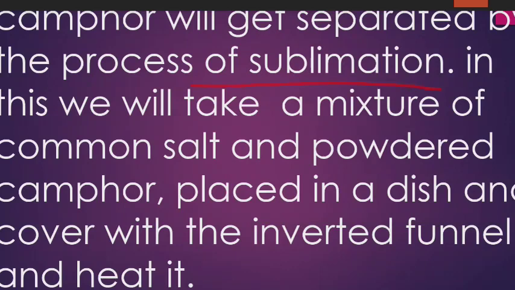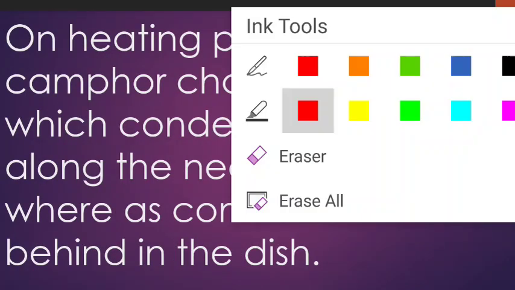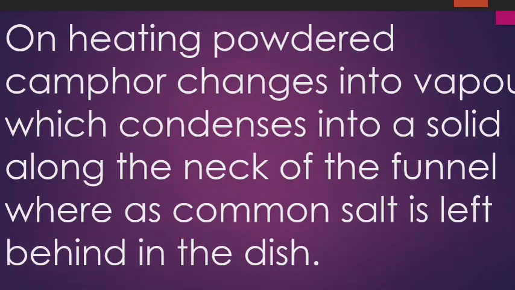Sublimation. In this we will take a mixture of common salt and powdered camphor and place it in a dish and cover it with an inverted funnel and heat it. Then what will happen? As we provide heat, powdered camphor changes into vapor which condenses into a solid along the neck of the funnel, whereas the common salt is left behind in the dish. Okay.